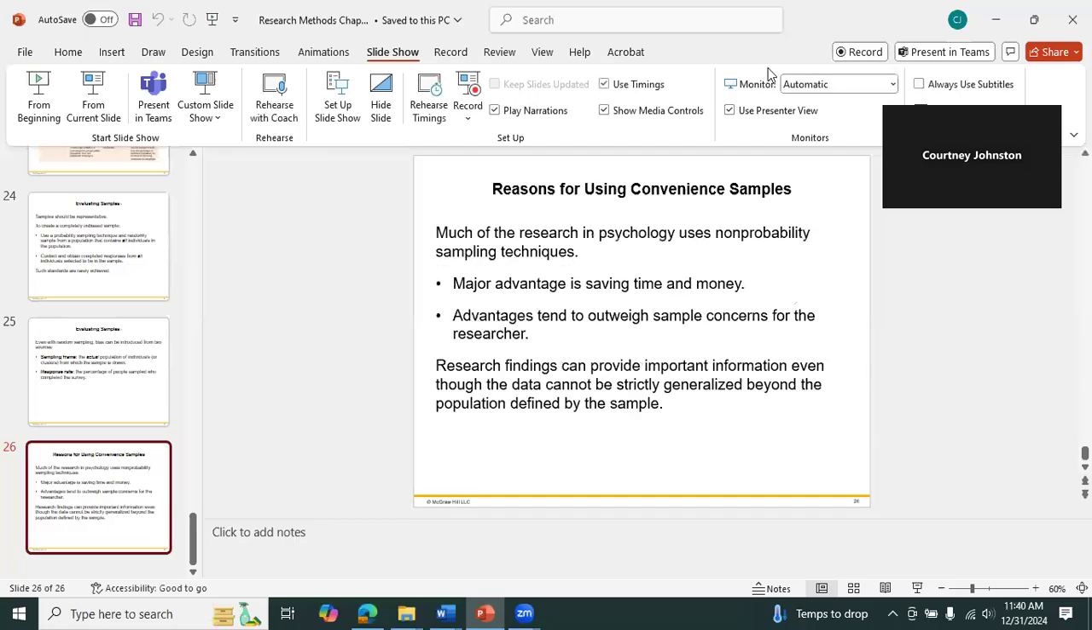So hopefully that gives a little insight into sampling methodology. It lets you know that, yes, we're going to use a convenience sample in this course. And again, if you have questions about any of this, please let me know.